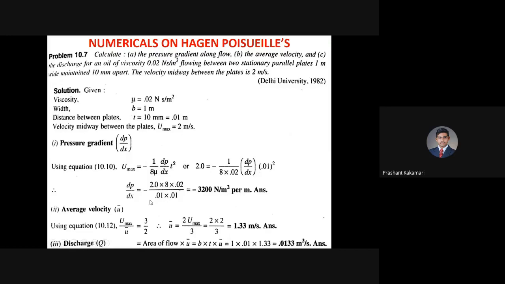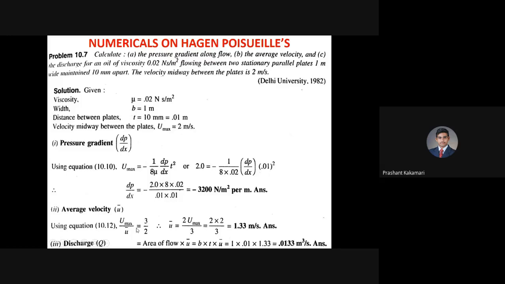You can write a note that the length of the flow is not mentioned in the problem. So for an assumed length of 1 meter, the value will be this much. Or for an assumed length of 2 kilometers or 1 kilometer, whatever value you get, you write for the given distance. This will be the pressure difference. Is that okay? Yes, sir. Okay.